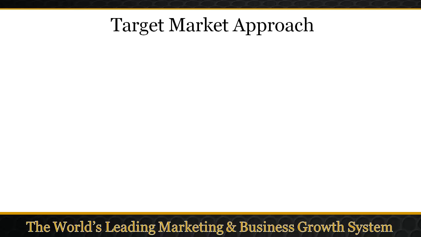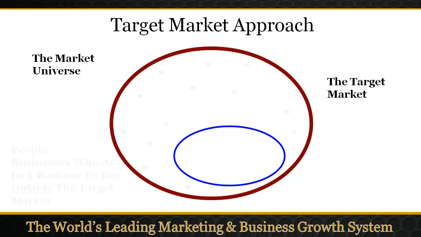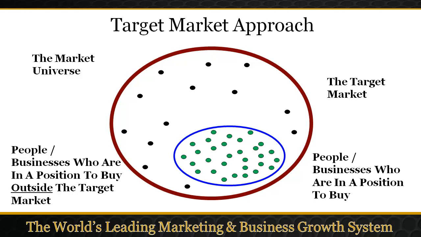Now let's take a look at the target market approach. Once again, the red circle represents the market universe. This blue oval is the target market. These black dots represent the people or businesses outside the target market who are in a position to buy. You can't hope to catch everyone. There will still be other people or businesses outside the chosen target market that we miss, but notice how few there are. These green dots represent the people or businesses inside the target market who are in a position to buy. See now that by concentrating our efforts on a carefully selected target market, we capture a high proportion of potential buyers. Our message is completely focused on this group, so responses increase significantly.